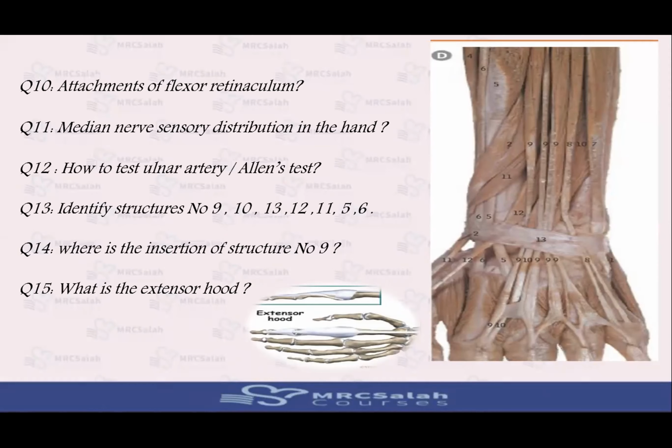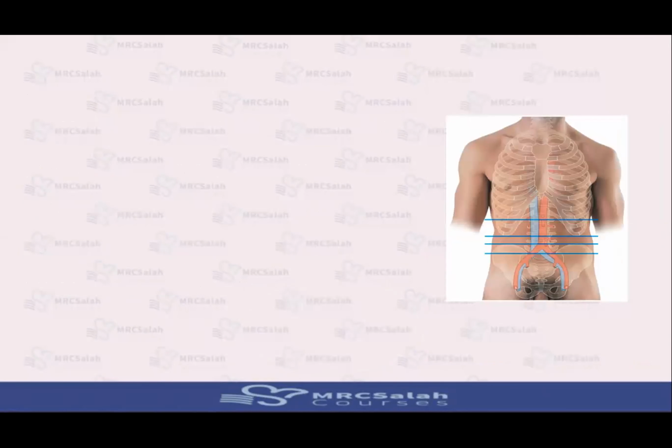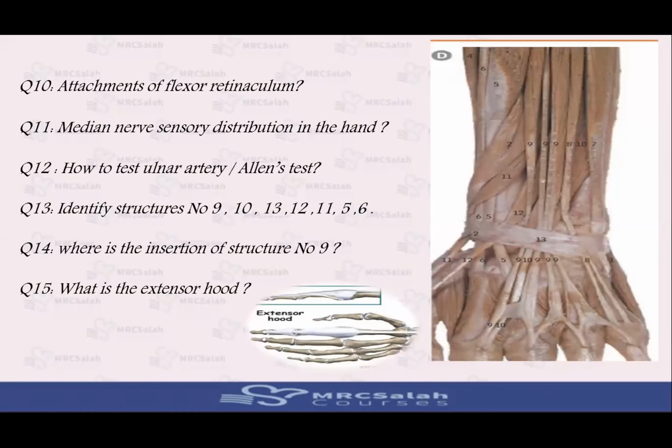What else in this station? Anatomical snuffbox. The boundaries of the anatomical snuffbox were also asked in the Bahrain exam. What are the boundaries of the anatomical snuffbox? Posterior medially, extensor pollicis longus. Anterior laterally, extensor pollicis brevis and abductor pollicis longus.